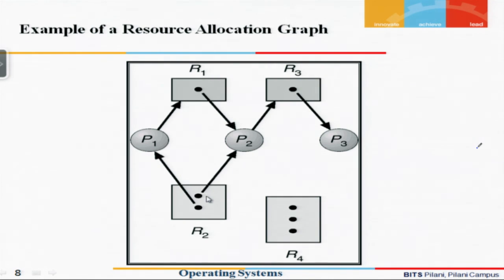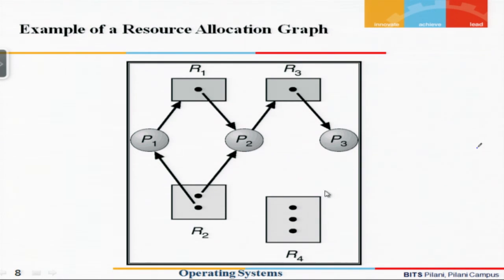P2 process has been allocated resources R2 and R1 and is waiting for a resource R3. It had made a request for a resource R3, and P3 process has been allocated a resource R3.